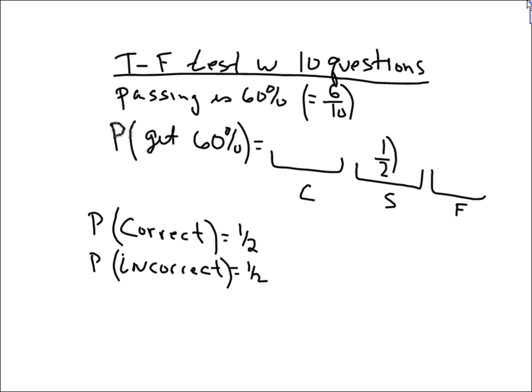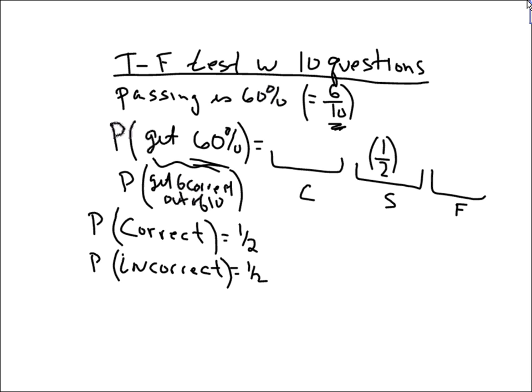Probability of success, that is, you want to get 60%. So you want to be right 6 out of 10 times. Remember, 60% is 6 out of 10. This really says you want to get 6 correct out of 10. So you want the probability that you get 6 correct out of 10. So success, you want 6 successes. Failure is also 1/2. And you want to get 4 failures.